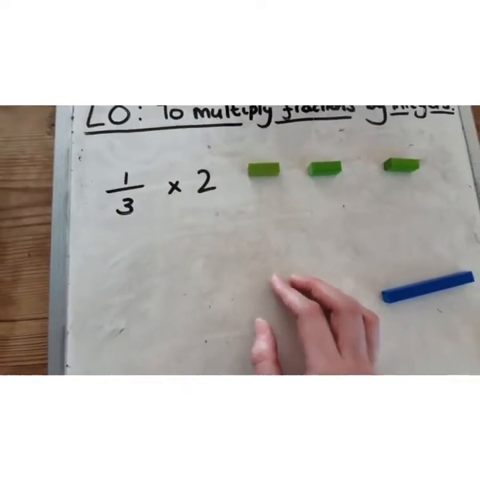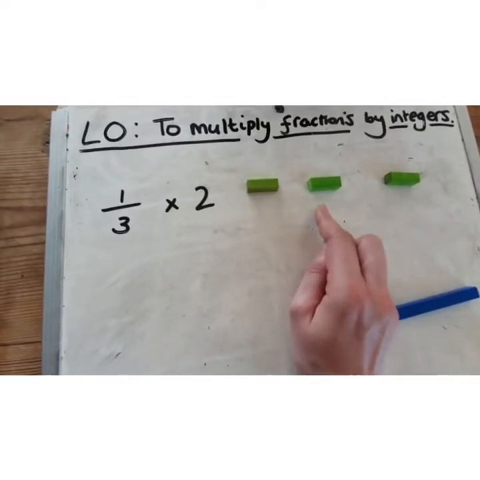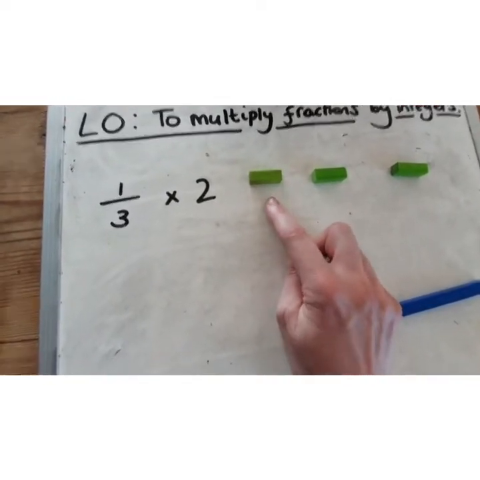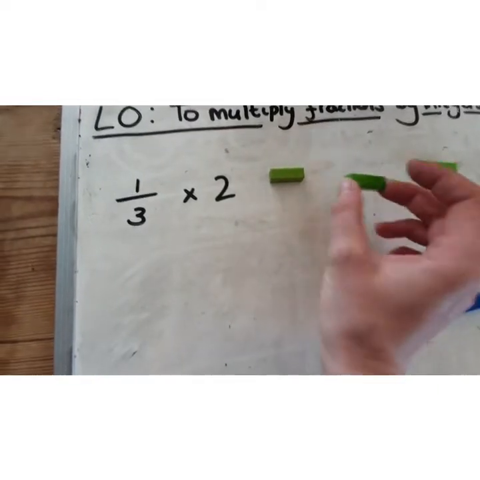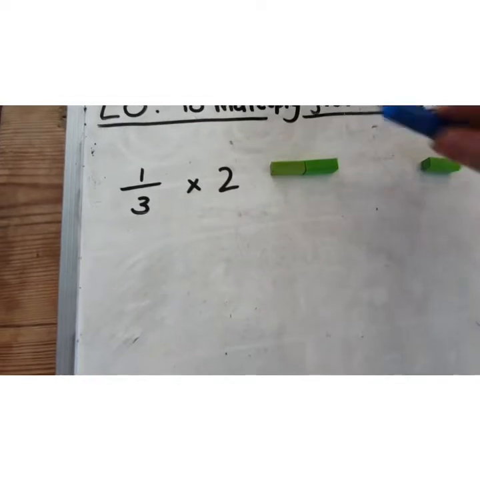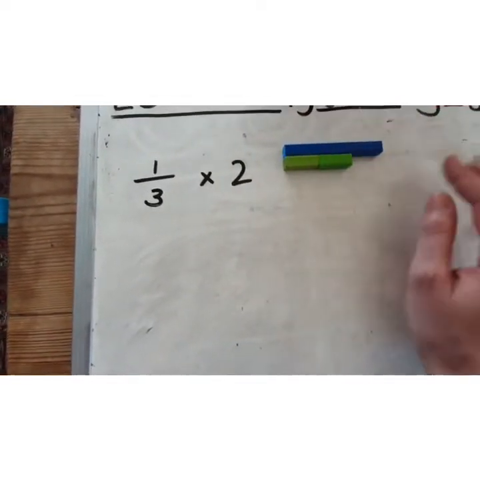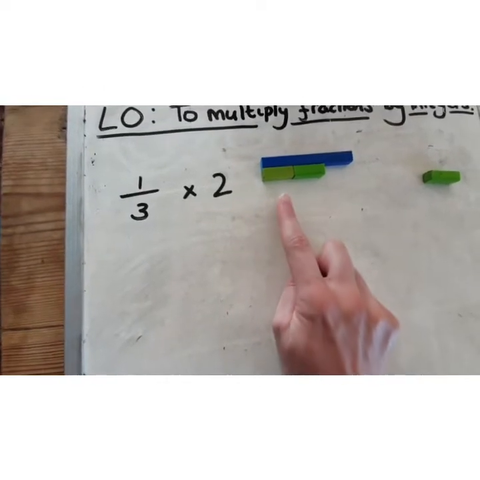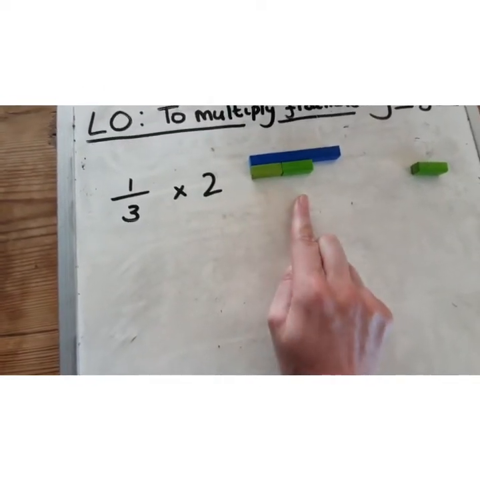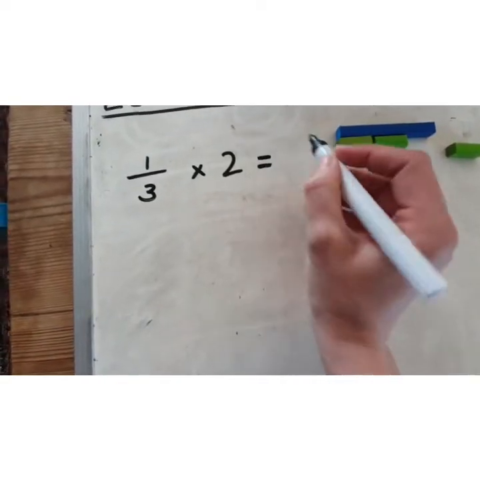Now I am multiplying 1/3 by 2. So if I was to multiply 1/3 and I was to times that by 2, I'm doubling it. Again, I put those together, so bring back my whole to show you. How many thirds do I have now? I have 1, 2/3. So my answer for 1/3 times 2 is 2/3.